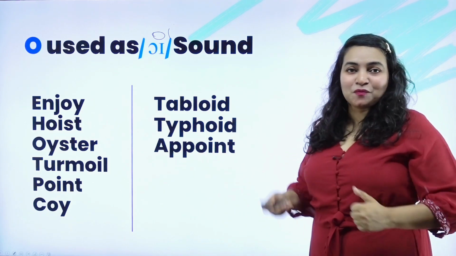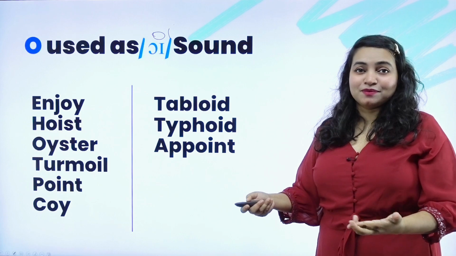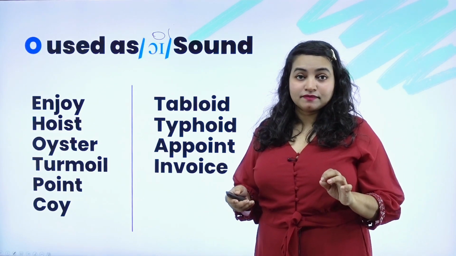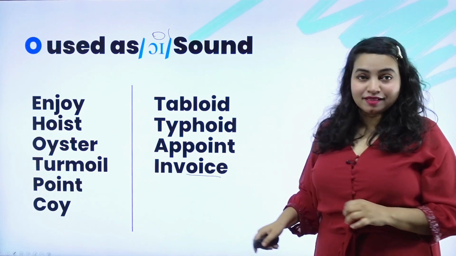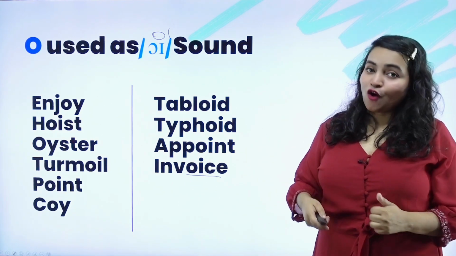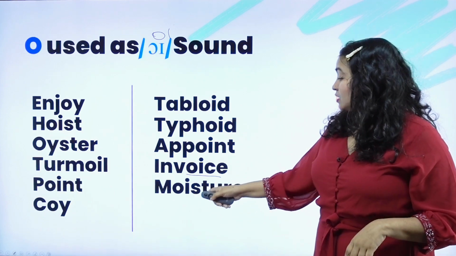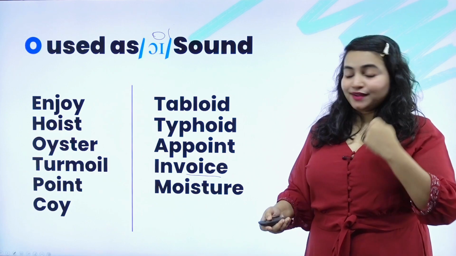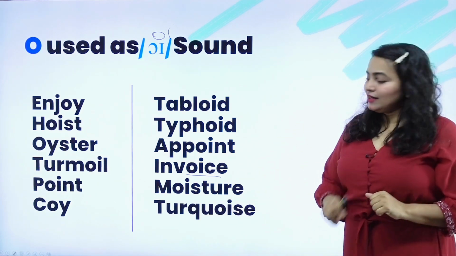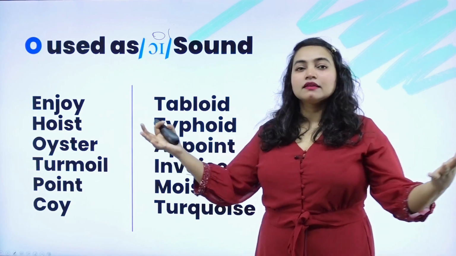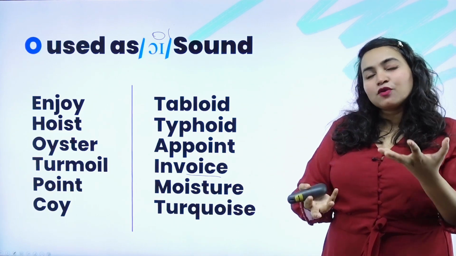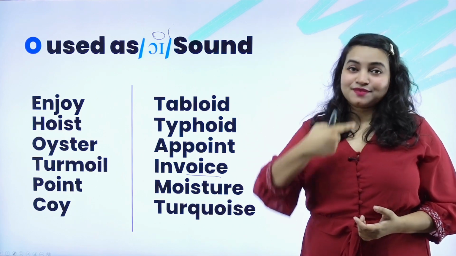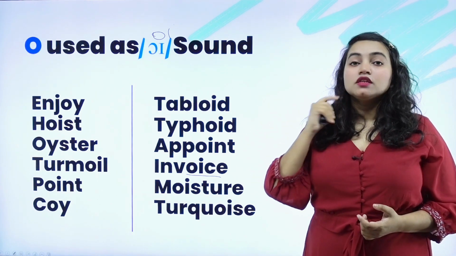The next one, appoint. You appoint someone when you get a job, right? Appoint. The next word, invoice. Okay, which means that it's a bill. The other word for bill is an invoice. The next word, moisture. Moisture. And the last word, now this is a very beautiful color. It looks like a mix of a sea green and a bit of a blue. It's called a turquoise. Turquoise. Okay. It's the oi sound.